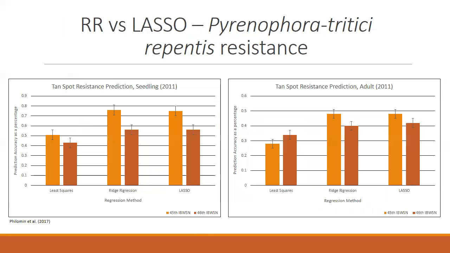Prediction accuracies for the resistance to Pyrenophora tritici-repentis in wheat were higher when analyzed using ridge regression and LASSO compared to the least squared approach. Contrary to the second example, the 46th breeding stock prediction accuracies remain statistically different than the least squared approach. Overall, the average increase in accuracy using genomic prediction models compared to the least squared approach was 48%.